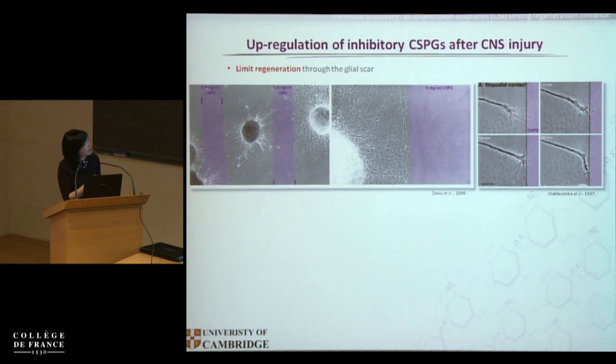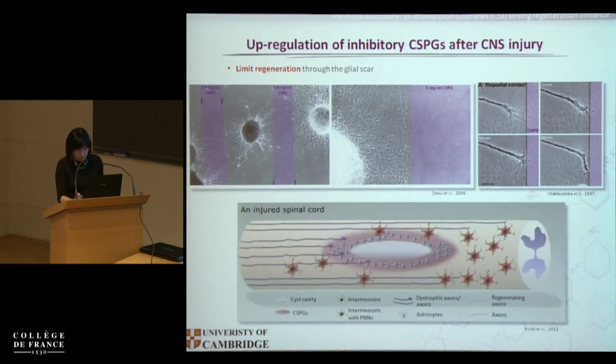And this is a high amplification, it wasn't a video at that time, but this is starting from 0 minutes to 86 minutes of a growth cone coming into the CSPG-enriched areas. You can see that the growth cones are not growing into the CSPG-enriched area, but instead just going along it.